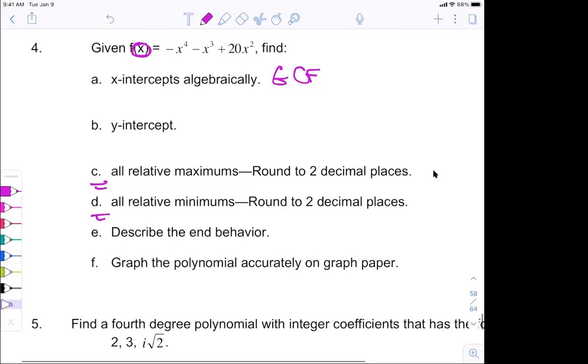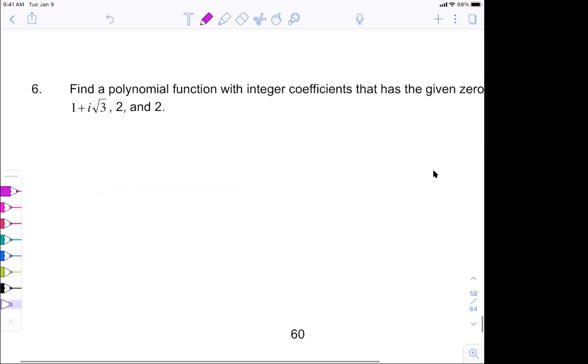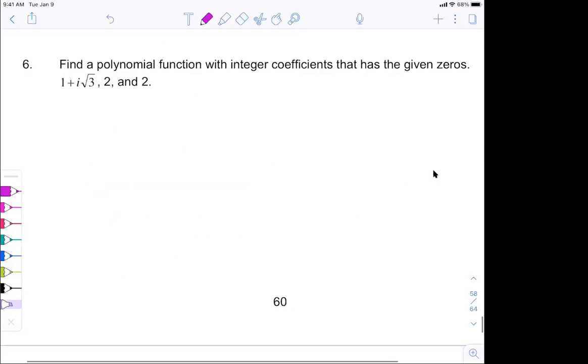Number 6 was the other one that I saw, and I think 6 is tricky because of the imaginary number that's given. It's a complex 0. So find a polynomial function, it says, with integer coefficients. That just means the numbers in front of our x terms when we FOIL it should all just be integer numbers. So a 1, a -1, a 5, a -5. We shouldn't have any fractions in the problem.